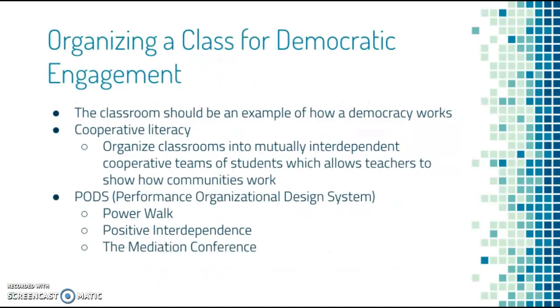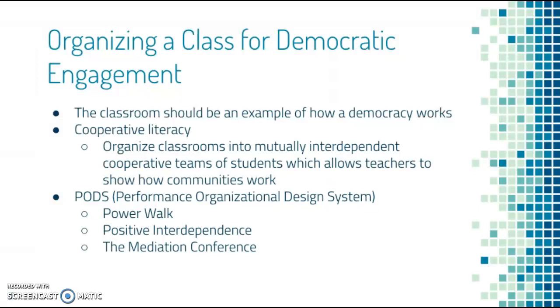Next chapter, chapter 4, focuses on organizing a class for democratic engagement. So essentially the classroom should be an example of how a democracy works, and one of the ways you can do this is by implementing cooperative literacy, so organizing classrooms into mutually interdependent cooperative teams of students, which allows teachers to show students how communities work.